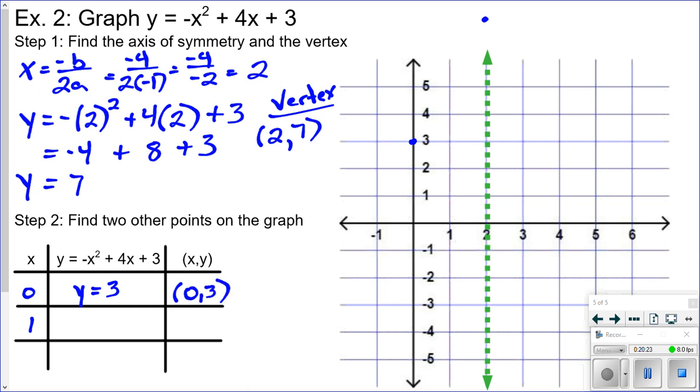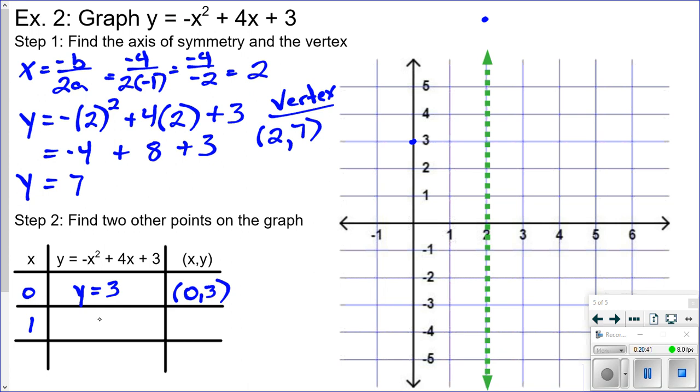It's right there. Oh, and I forgot to mention, which way is this opening? Up or down? Well, now you can tell it's going to open down because there's the vertex. That's a maximum value. And the reason is because the coefficient of x squared is -1. So it's going to open downwards.